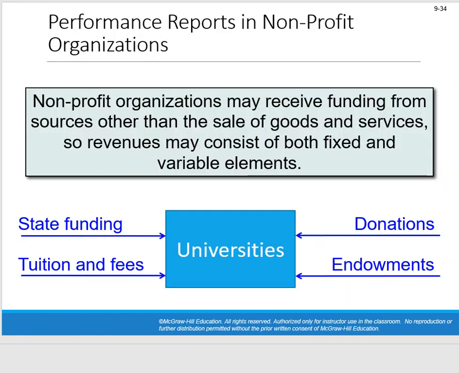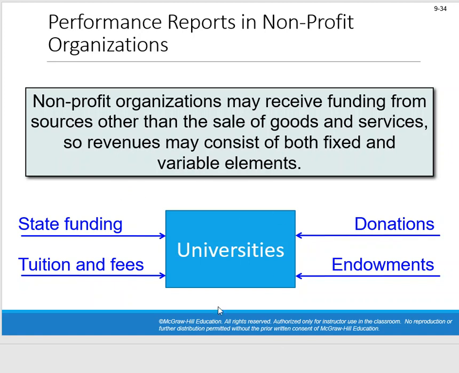When we talk about performance reports in nonprofit organizations, we definitely still should do budgets and performance reports in these organizations, but sometimes it's complicated because they might receive funds from sources other than sale of goods and services, and sometimes those funding inflows are not predictable. They may not be consistent, and some of them might be fixed or variable. So it kind of complicates things.